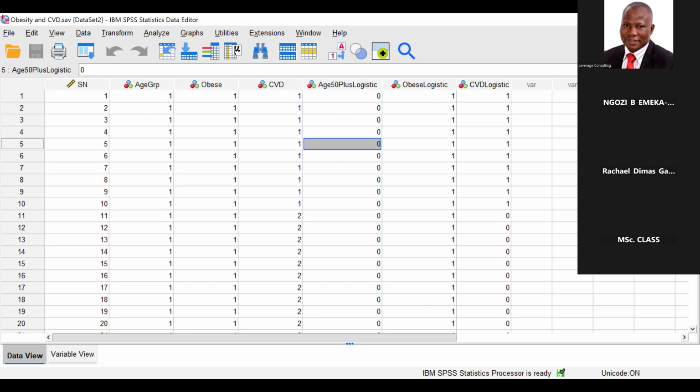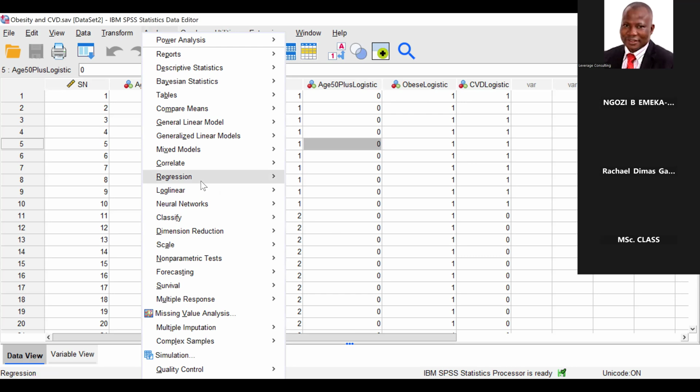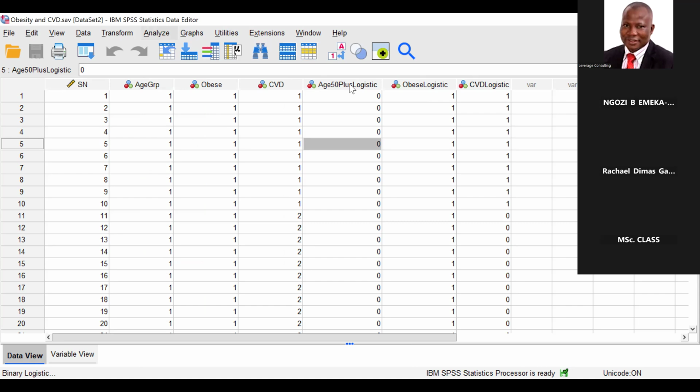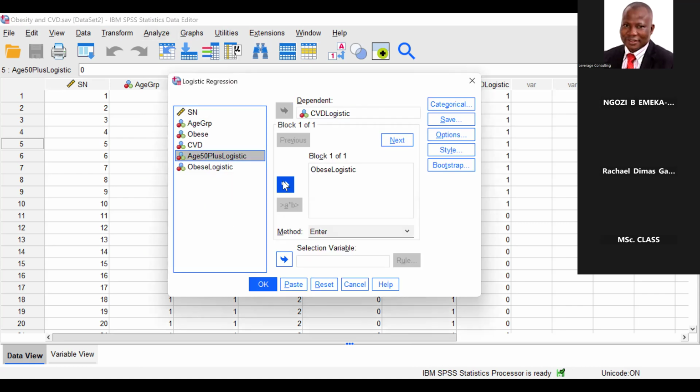So now let's run it. Let's now do multiple regression, that is, including both the obesity and age. So if you go there, Regression, Binary Logistic. So you just move age 50 plus.